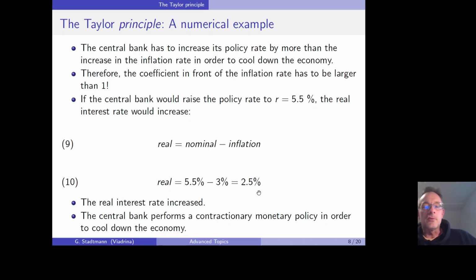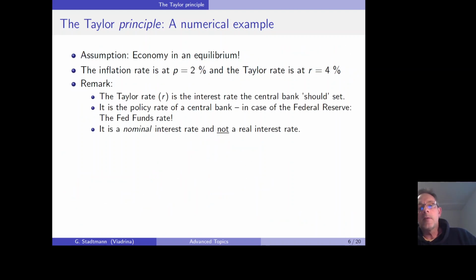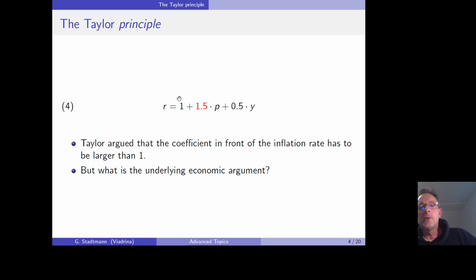When the real interest rate increases, this can cool down the economy. So we have clarified by this numerical example why it is the case that the coefficient in front of the inflation rate should be larger than 1. This is called the Taylor principle.